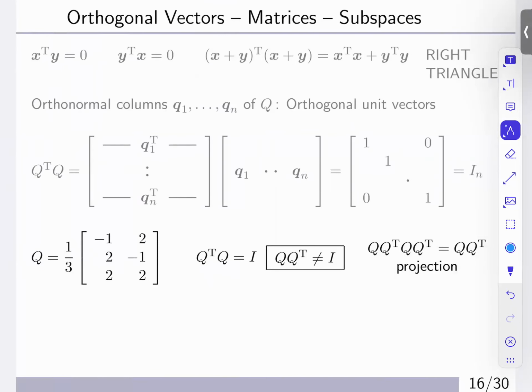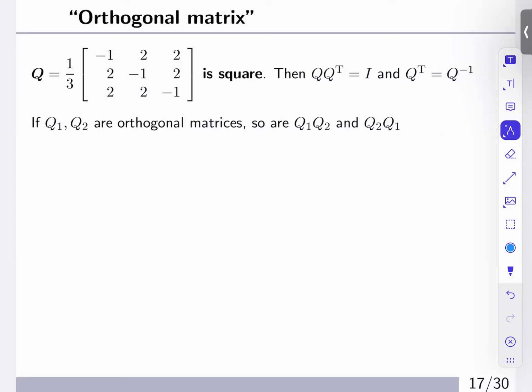So please understand, this is a very simple example: if you have orthonormal columns and you take the transpose of the matrix and multiply it with the matrix itself, you are going to get an identity matrix. And this is an example. If you take this matrix, look at it in MATLAB, and calculate Q transpose, you can see that it gives you the inverse. So basically Q1, Q2 are orthogonal matrices, and their products are also orthogonal matrices.